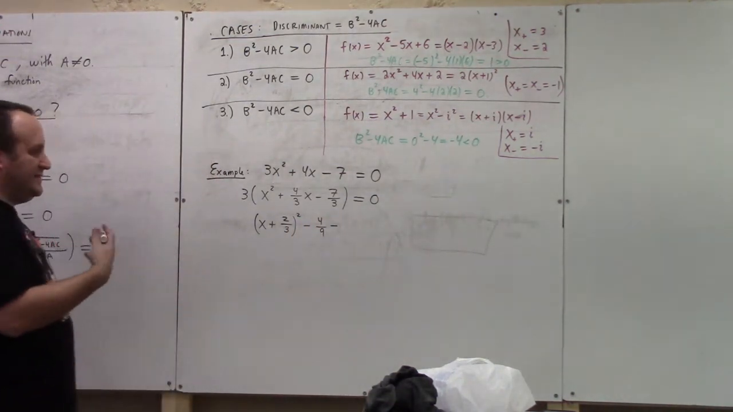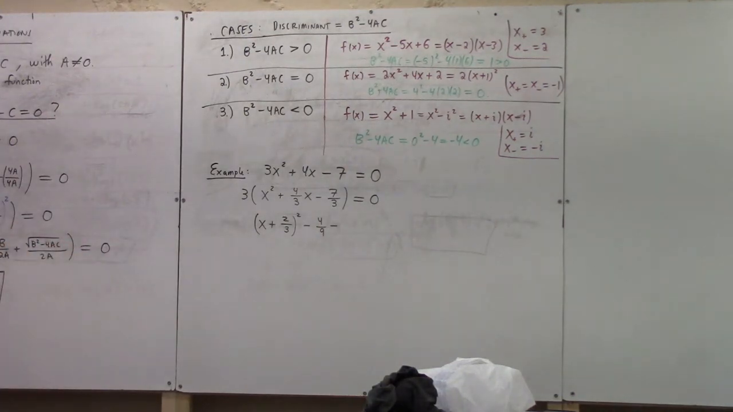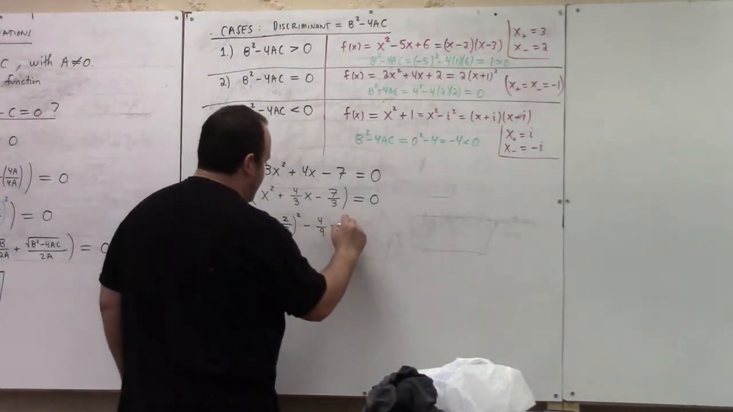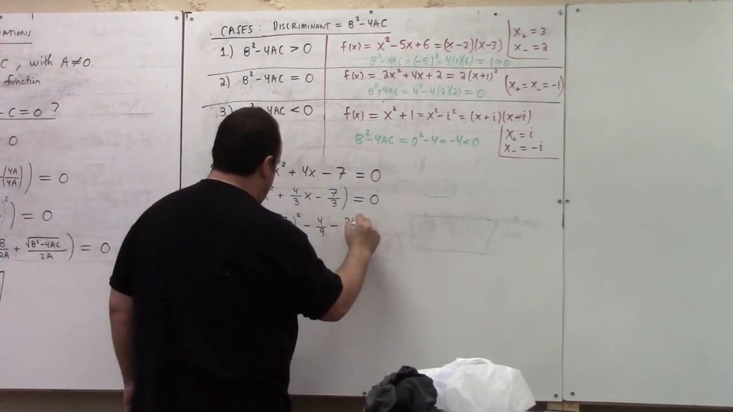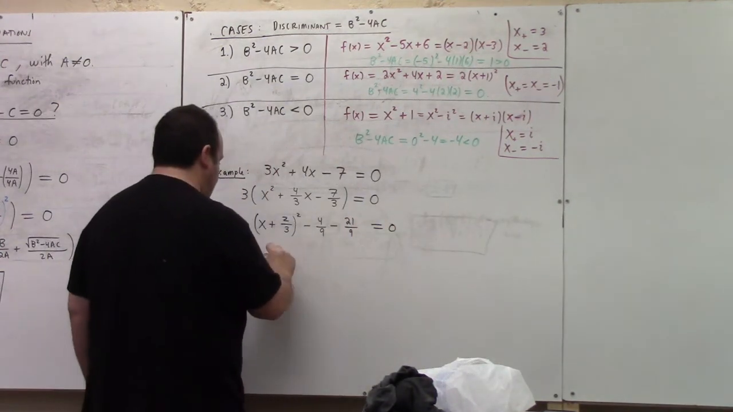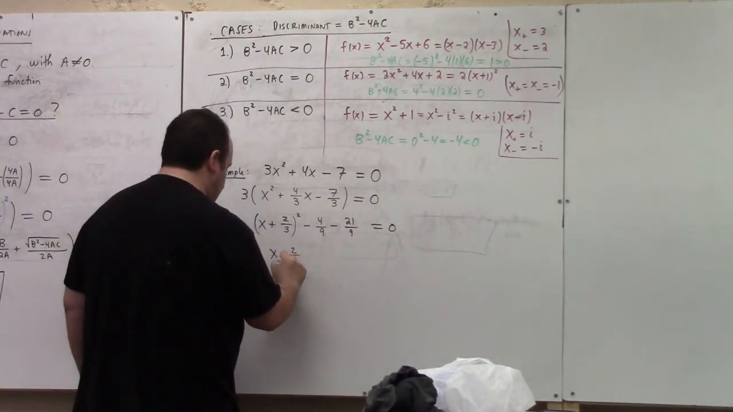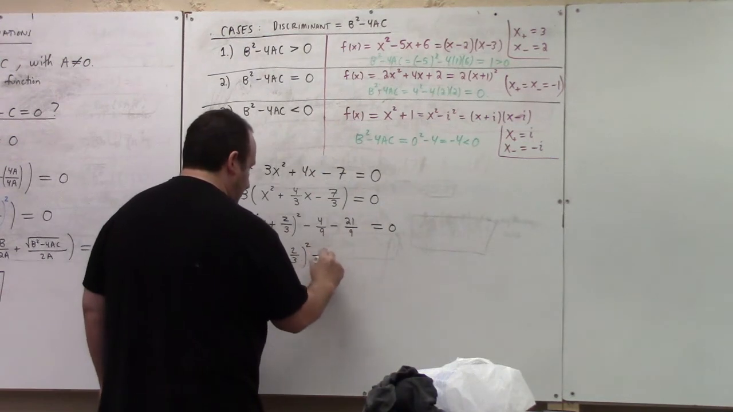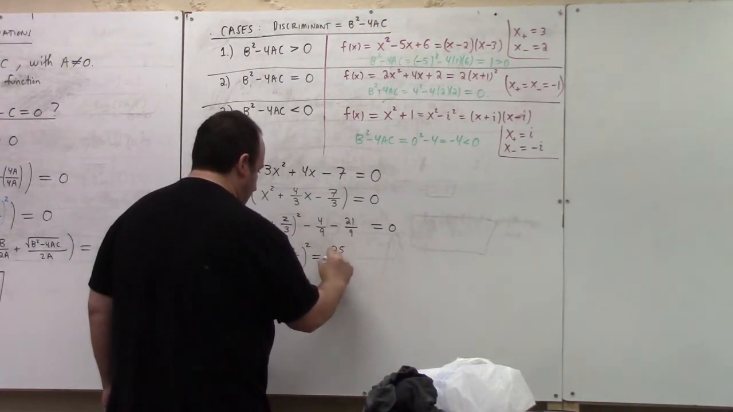How many ninths is a third? A third is 3/9, right? So I could rewrite 7/3 as like 21/9. In other words, I got x plus 2/3 squared equals 25/9.